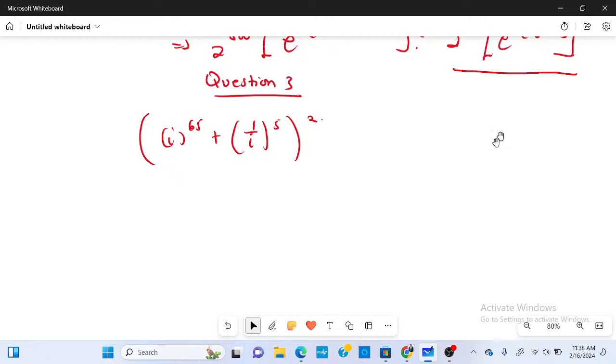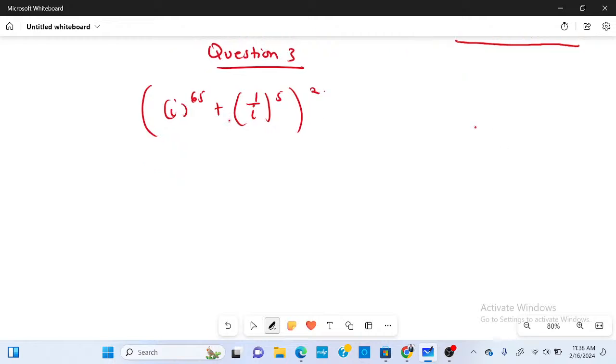So back to what we're doing here. Our third question here is (i^65 + 1/i^5)^2. So this is also the complex operator problem. How do we go about it? You use the basic powers. So we have i squared giving negative 1, i to the power 4 giving 1, i cubed giving negative i. And with this, you should be able to break this down and simplify. So if you have 65, normally when you are dealing with high powers, it's advisable to use i to the power 4 to make the simplification easier.